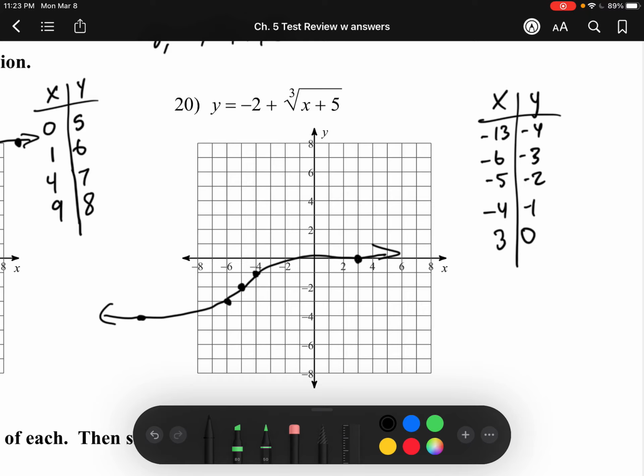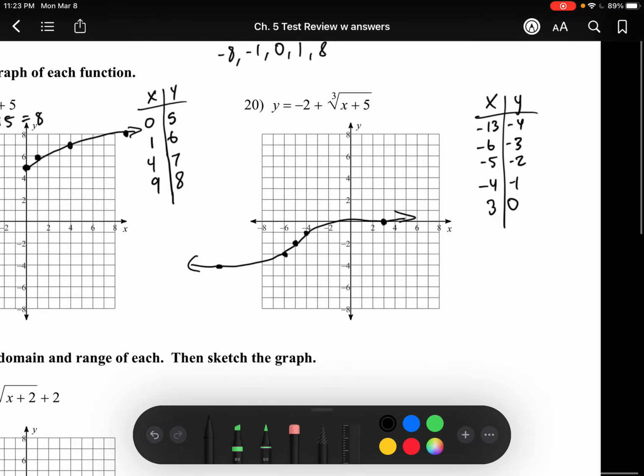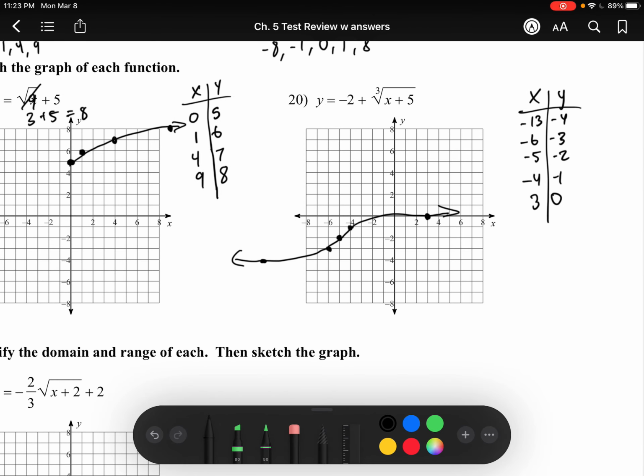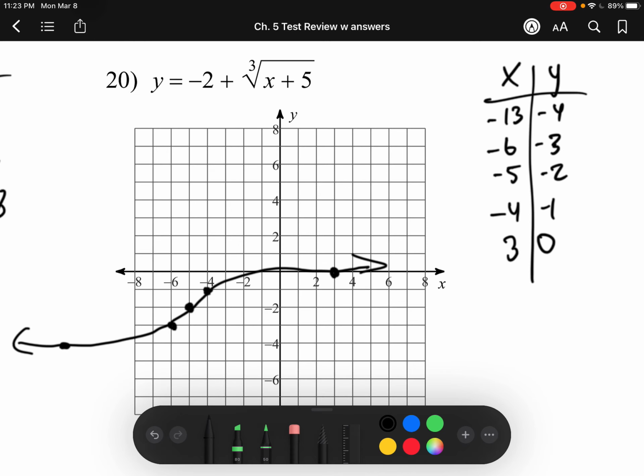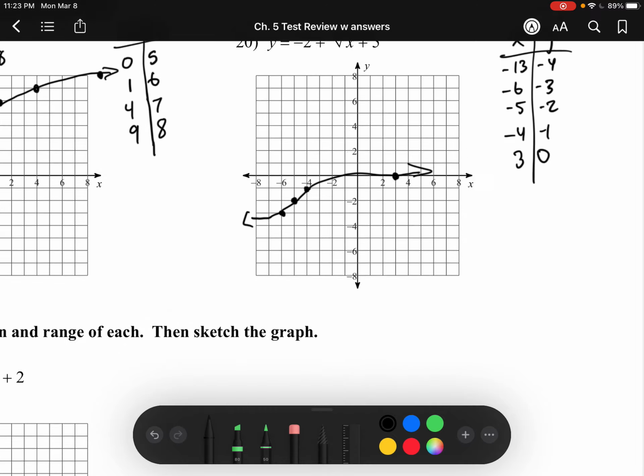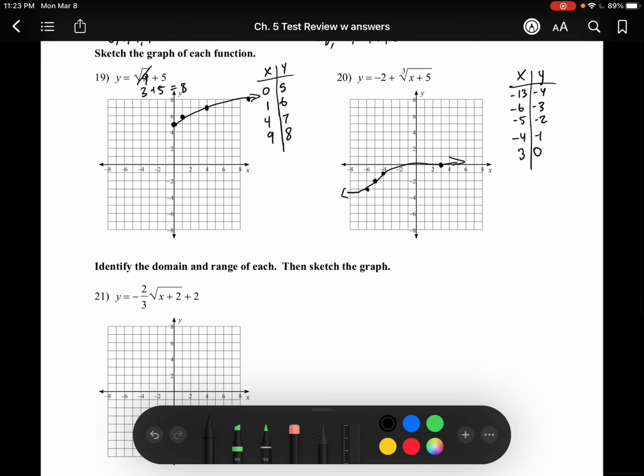And our graph is going to look something like that. So if you didn't want to graph the -13, -14, if you don't want to estimate, you could just do it this way. It's going to curve like this and go on forever like that. All right, so I hope that one was easy.